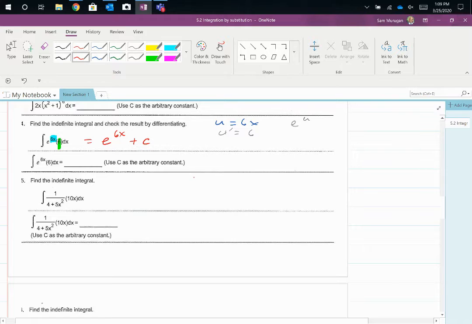In this case, we have 1 over u. So the u value here is 4 plus 5x squared. So u prime is equal to 10x. Notice that the 10x is already here. So again, we use rule number 3. This is the natural log of the absolute value of 4 plus 5x squared, plus c.